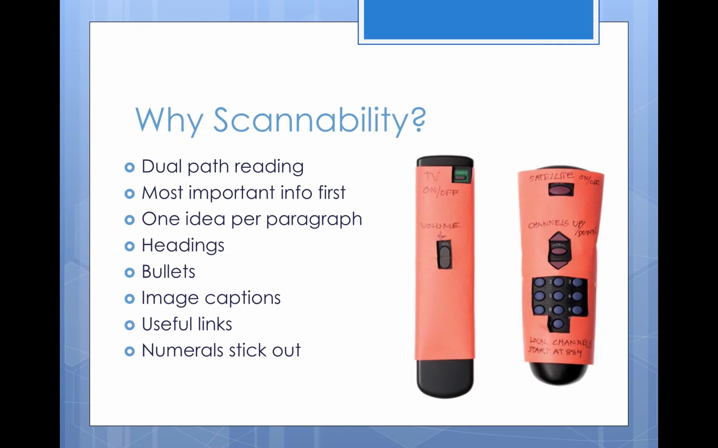But in the real world, nobody wants to read that. Nobody wants to read big blocks of text. People jump around between sections. They read headings, look at pictures. And so you need to design for that.